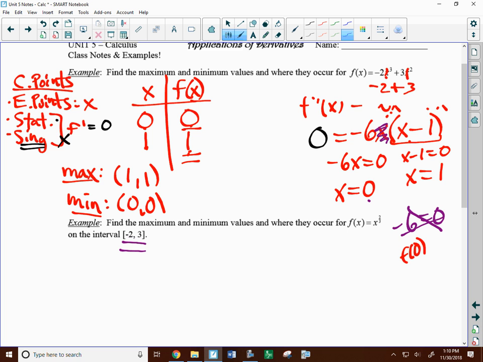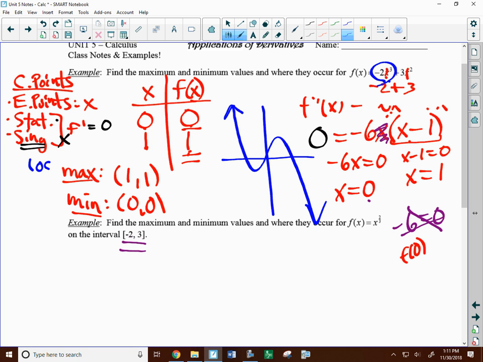Now for this, some of these we can clarify global versus local. And on this one we can, because it's a negative x cubed function. It looks like this. These go on forever, up and down. There is no global maximum or minimum, they go on forever. Therefore, these are local. What we just found is this point here and this point there. Local, or you can say relative.